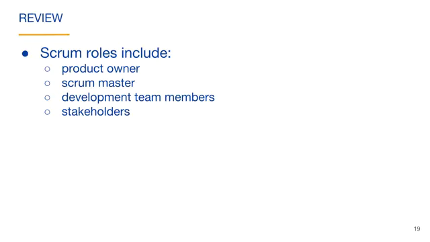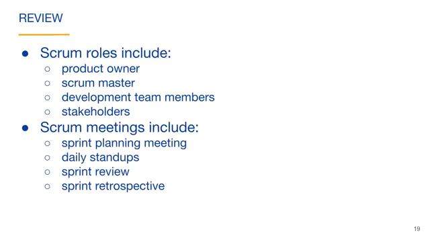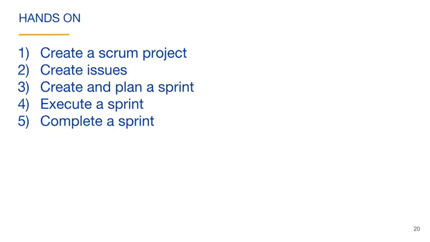Here is a review of what we've discussed in this video. Scrum roles include the product owner, Scrum Master, development team members, and stakeholders. Scrum meetings include the sprint planning meeting, daily stand-ups, the sprint review, and the sprint retrospective. Now it's time to work on some of the topics discussed in this video and in the previous video. Separate hands-on instructions are provided.